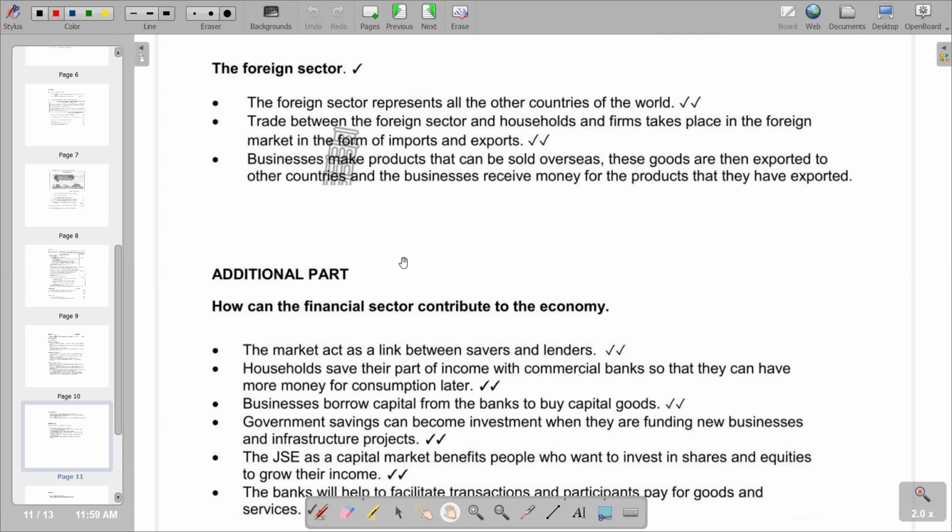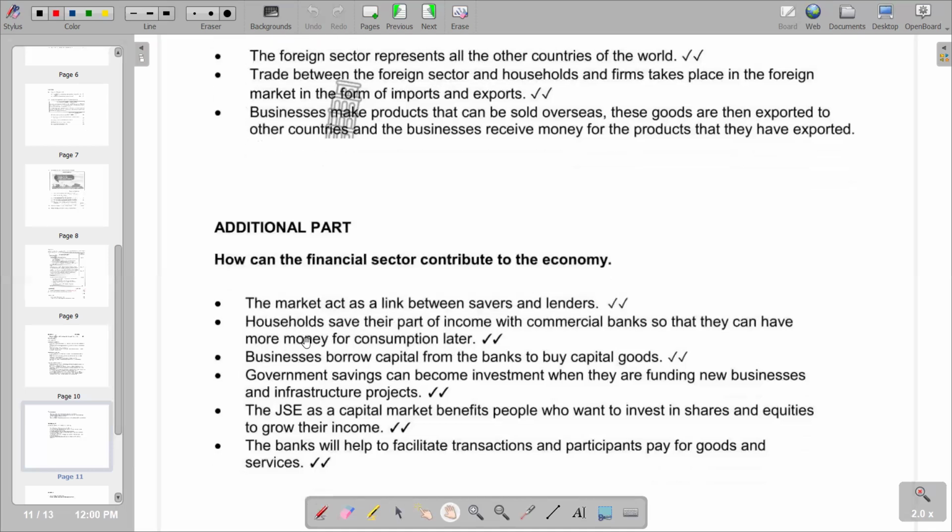So we'll go to the last part, which is the additional part, which means how can the financial sector contribute to the economy? How can the financial sector contribute to the economy? And we know that the financial sector acts as a link between savers and lenders. So this is the first point, that the market acts as a link between savers and lenders.